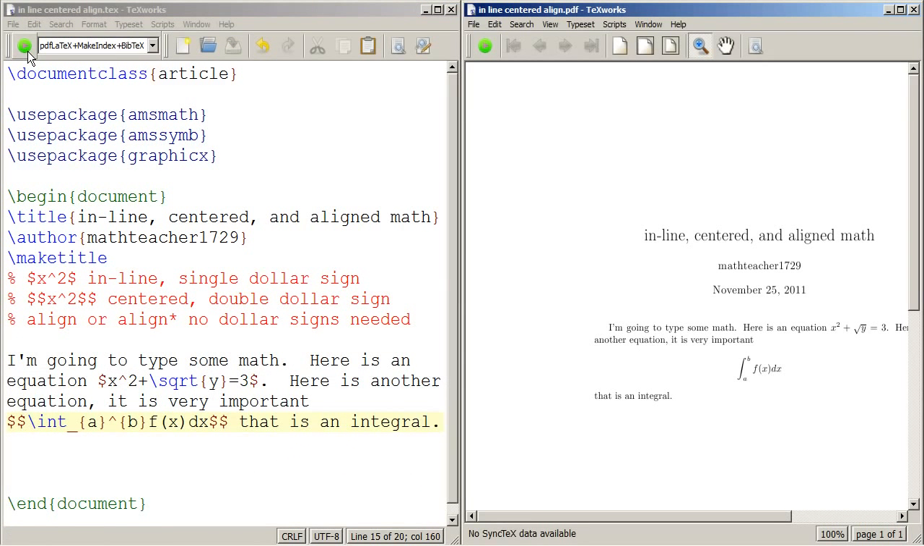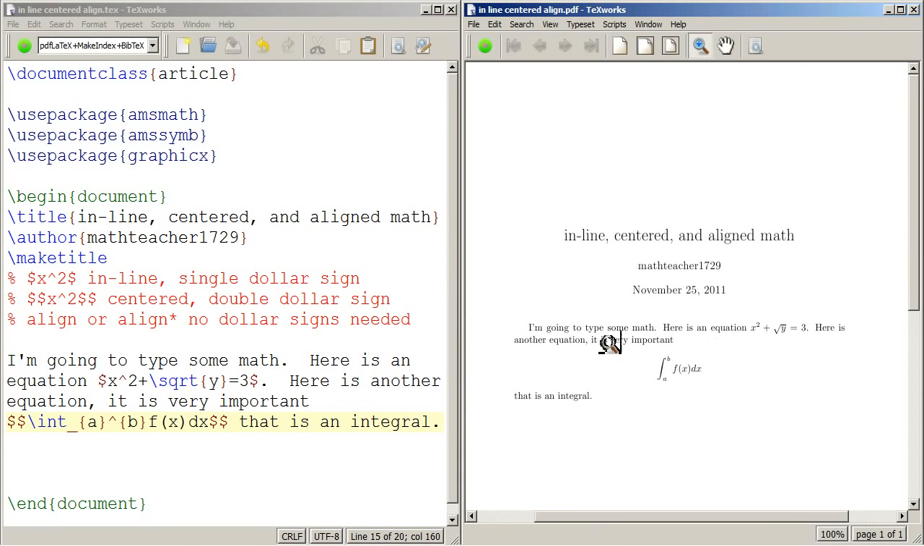So we compiled the document, and here's how it looks. I'm going to type some math. Here's an equation, x squared plus square root of y equals 3. Notice that that's just right in the middle of the sentence, and we just keep going after that. Here's another equation that's very important. Now, in my actual code, I didn't put any sort of line break or centering or anything. I just put double dollar signs around that integral, and then I continued my sentence afterwards. But there was the centering of the equation and a line break.